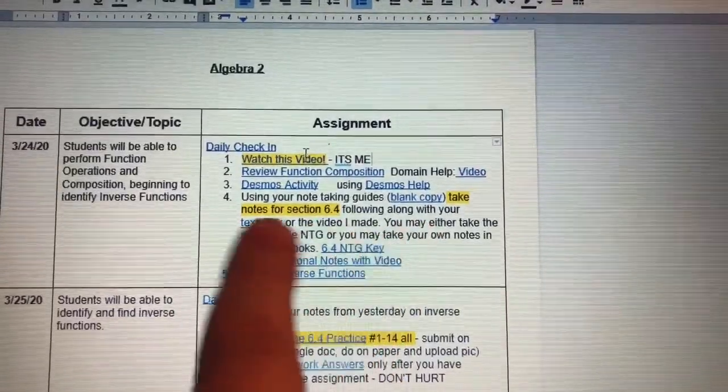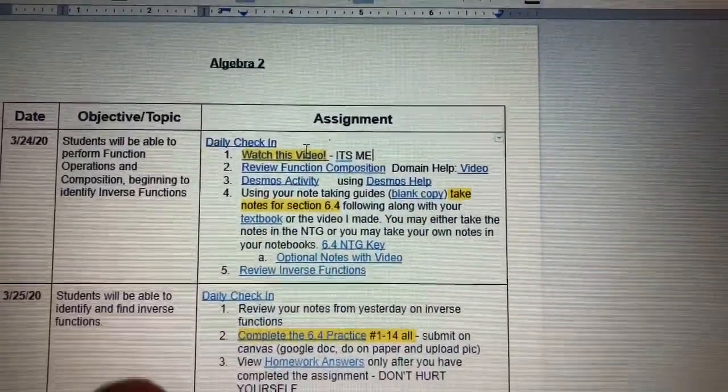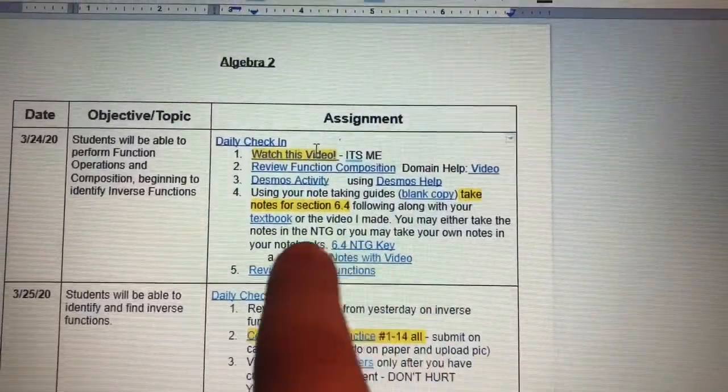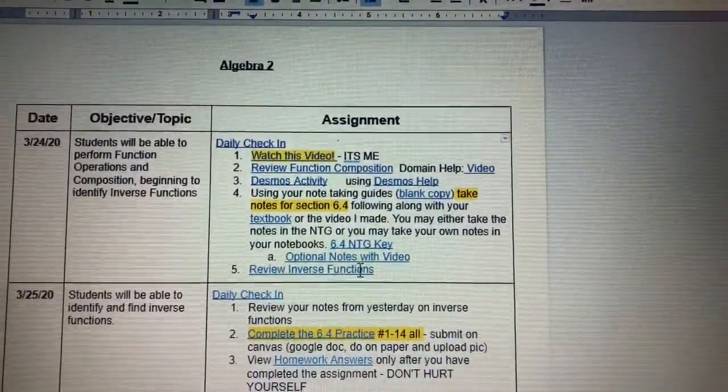So just like we did last week, you can either follow along in the book and take your own notes. You can follow along with the note-taking guide. My key's right here. And also this week, there's now this optional video, notes with video.